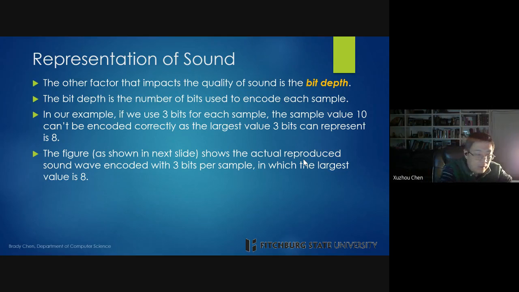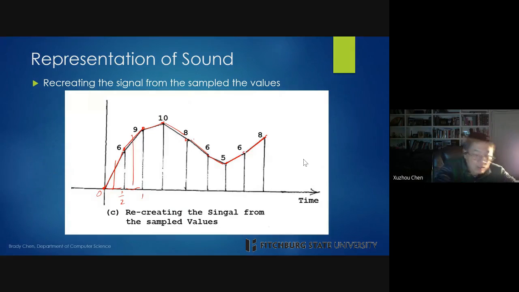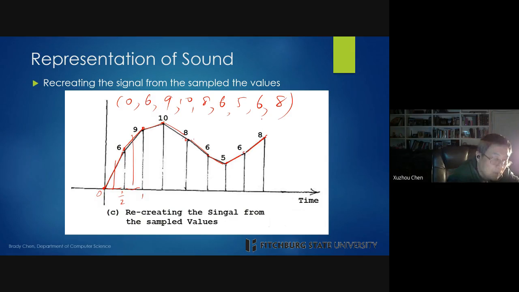So now let's go back to the question like this. Suppose we use the digital sound. We have 0, 6, 9, 10, 8, 6, 5, 6, 8. Okay. So now we can store this digital sound, right? That's digital sampling, the digital sound. We want to store it as binary digits. Okay.